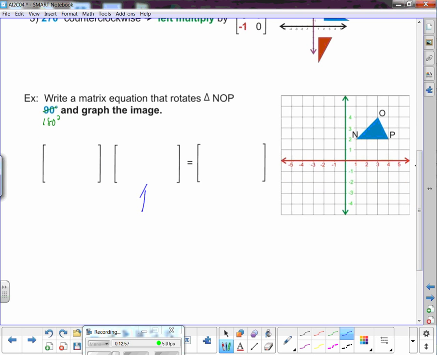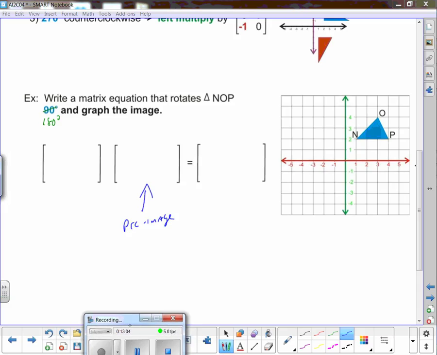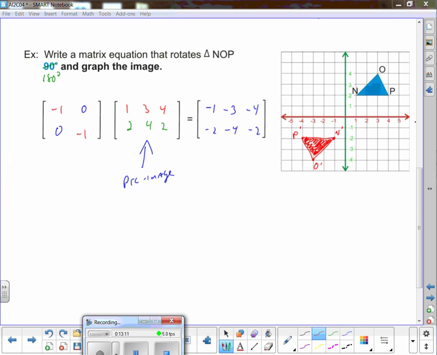By the way, the pre-image is going to go in here, right? Okay. And then you're going to do matrix multiplication. And when you do, hopefully you end up there, right? And you rotated the pre-image 180 degrees. And again, the matrix multiplication is easy because the other number across any row is the 0, which makes life easy.